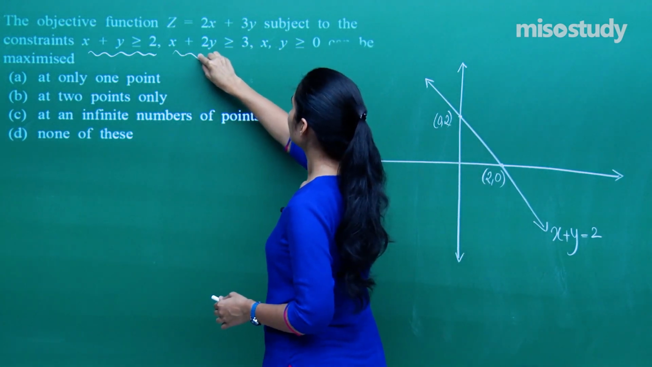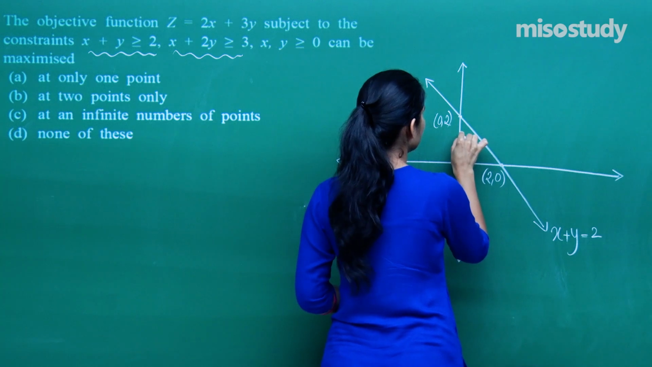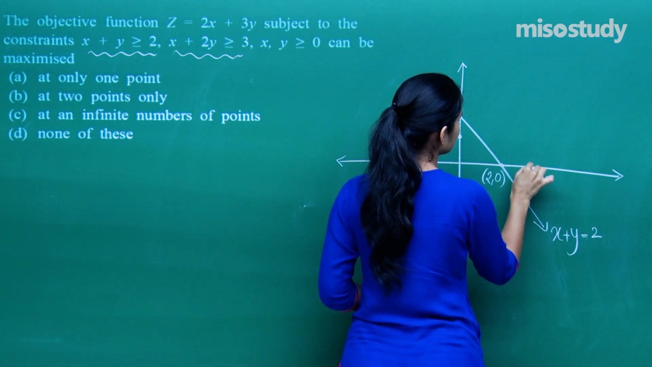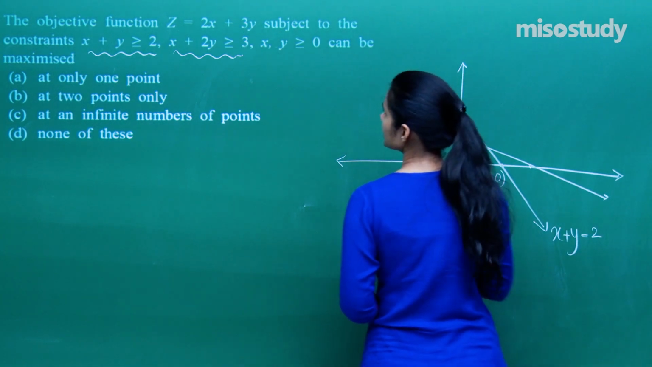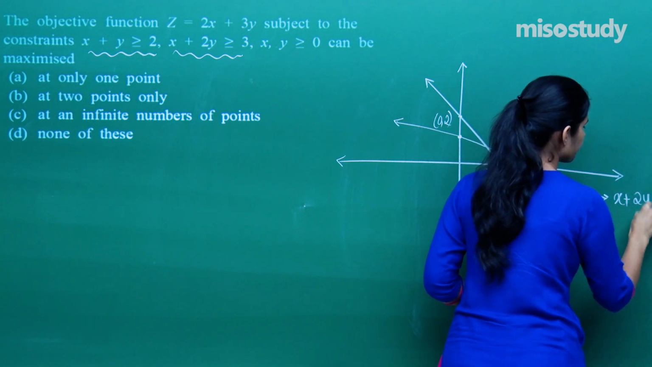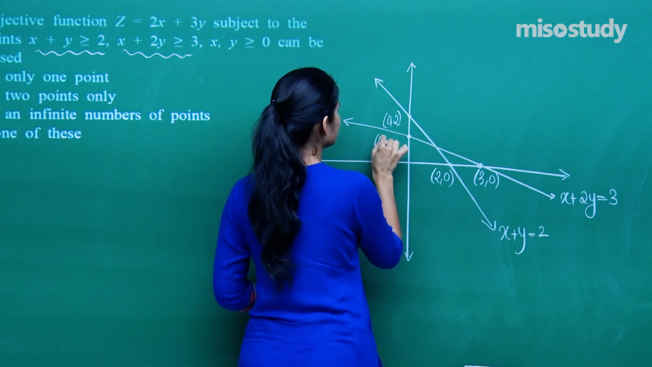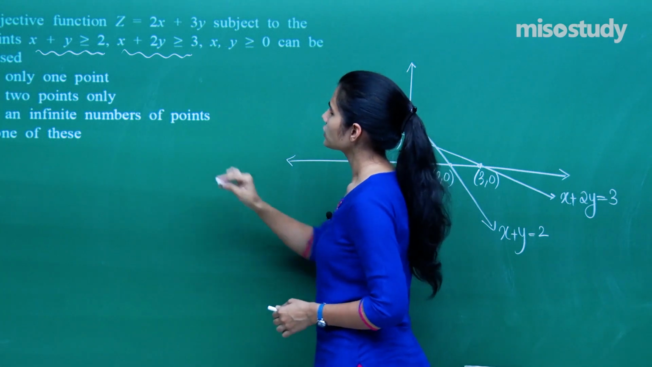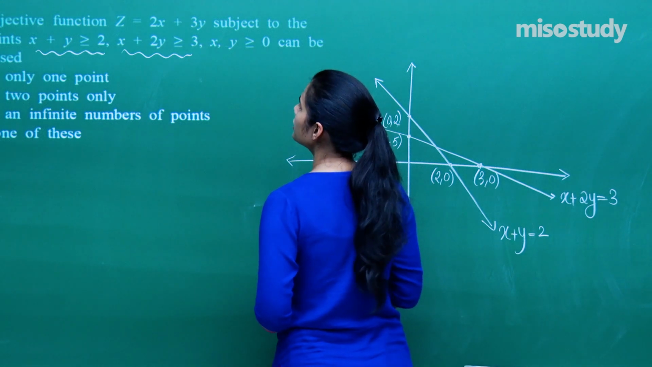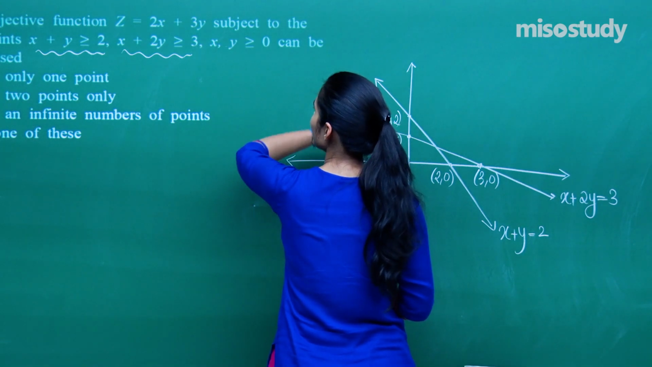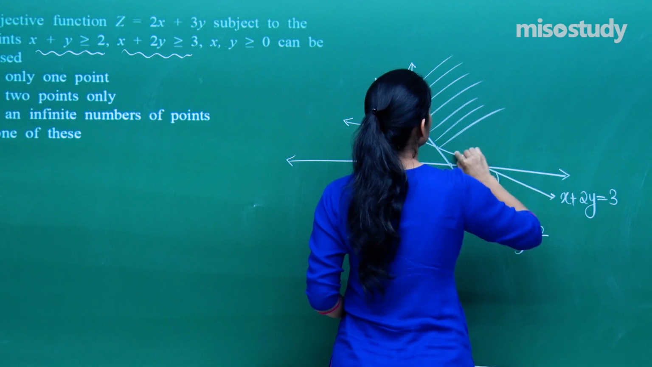Then you have x plus 2y equals 3. When x is 0, y is 1.5. And when y is 0, x is 3. So this happens to be the case. This is x plus 2y equals 3. This point is 3 comma 0. This is 0 comma 1.5, because when x is 0, y is 1.5, when y is 0, x is 3. And when you try to get the region x plus y greater than or equal to 2 and x plus 2y greater than or equal to 3 and x and y are non-negative, you basically get this as your feasible region.